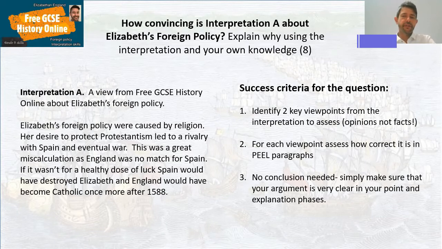And because we would have given really clear points and really clear links that say things like, this is partly convincing, this is very convincing, we shouldn't need to give a conclusion if you've been very clear. If you've not been very clear with your opening and ending sentences, you might need to give a short conclusion.